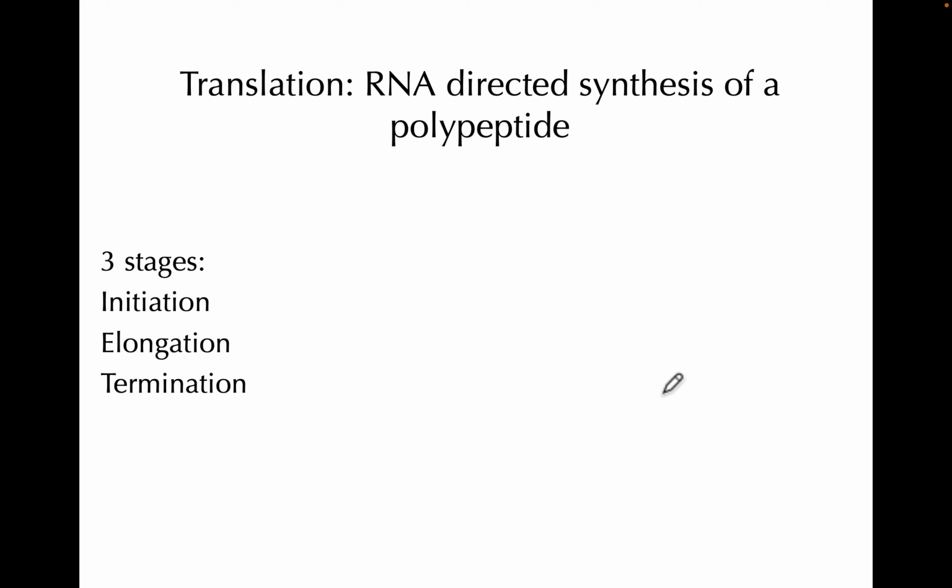There are three main stages. They actually have the same names as the transcription stages: initiation, elongation, and termination. Basically, initiation is like getting the ribosome on the mRNA. Elongation is making the long polypeptide, and termination is stopping making the polypeptide and having everything disassemble.